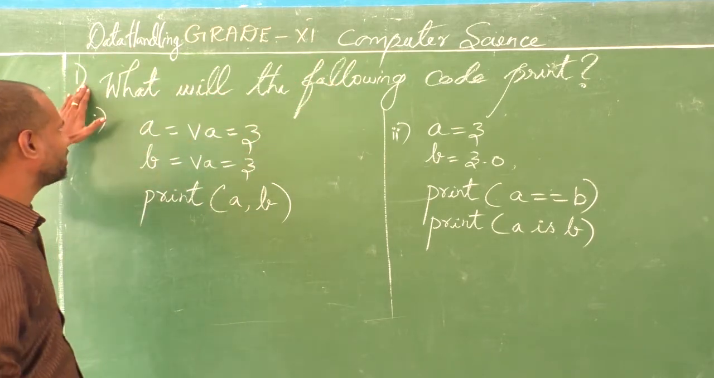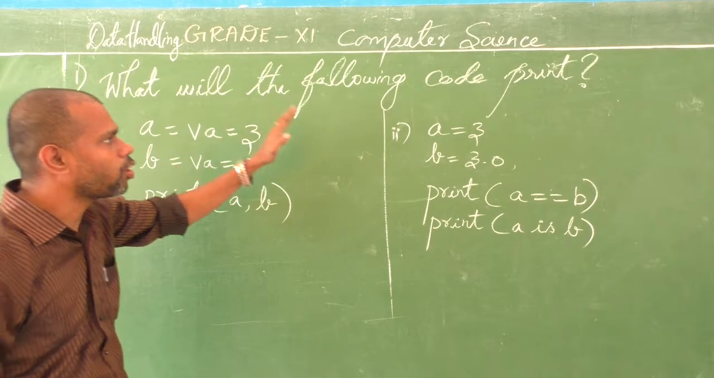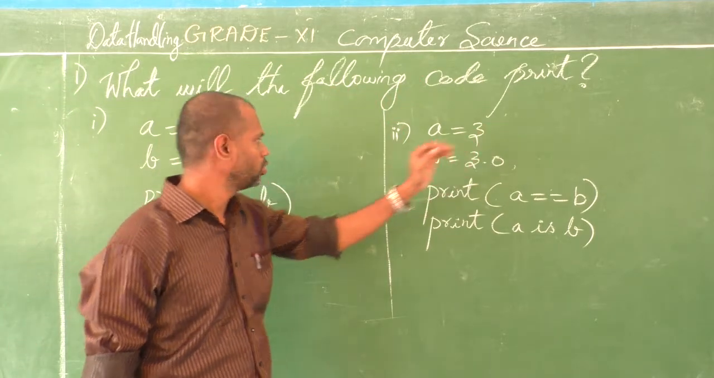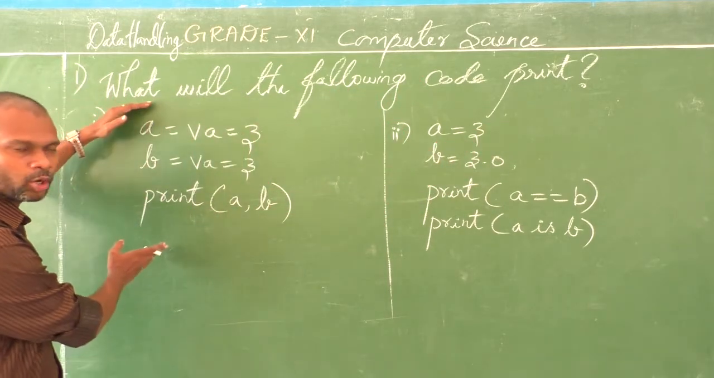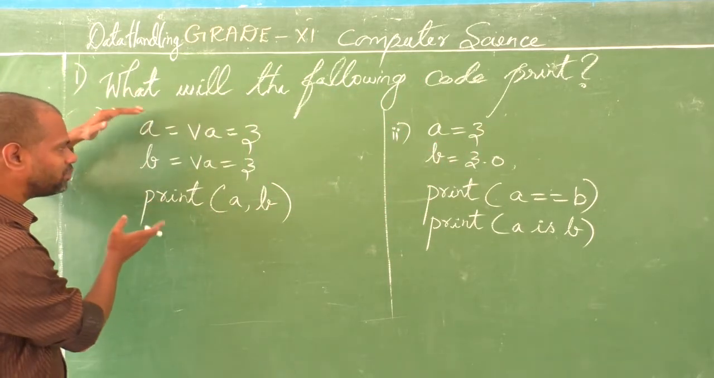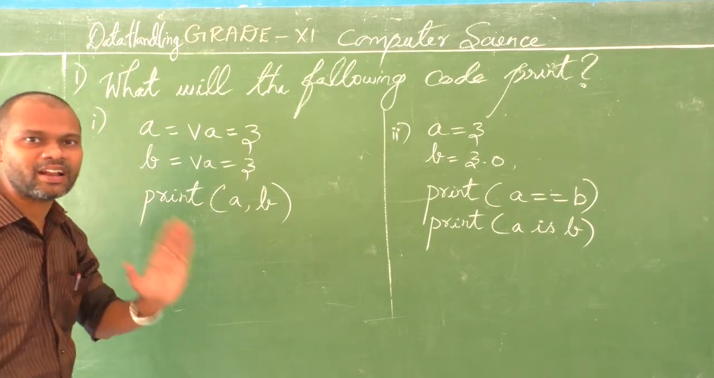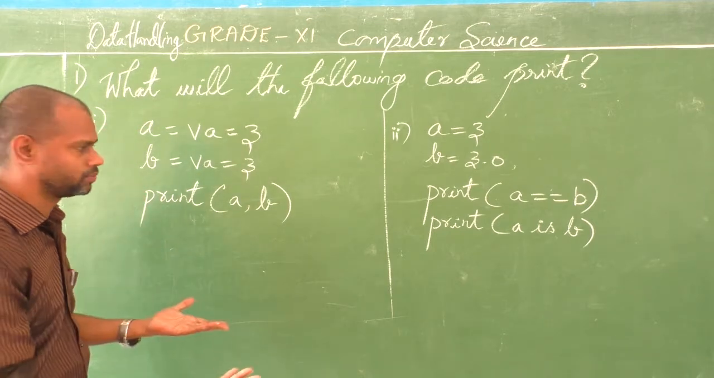So the first question is, what will be the output when the following code is printed? So this is the programming code. If you type this one and press F5 to run, what is the output?